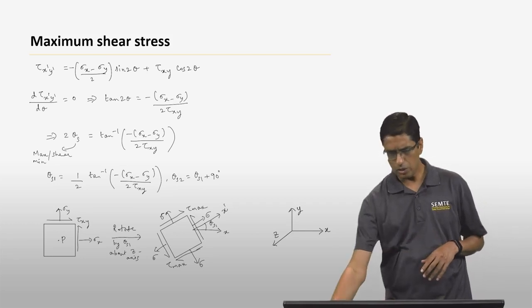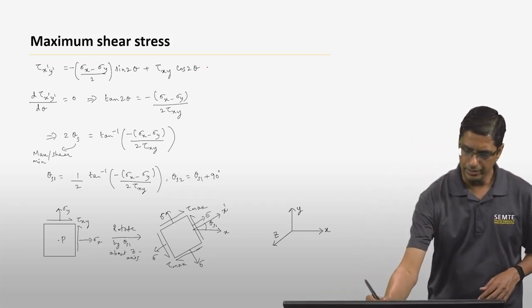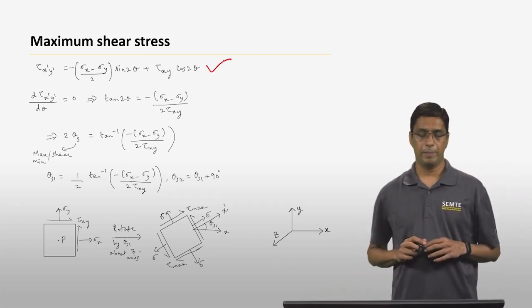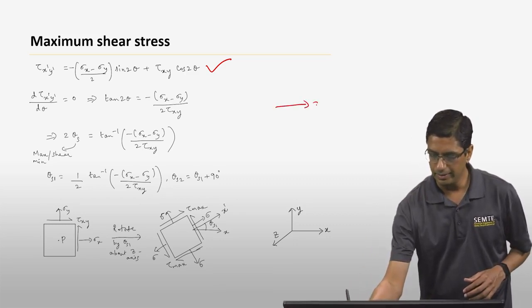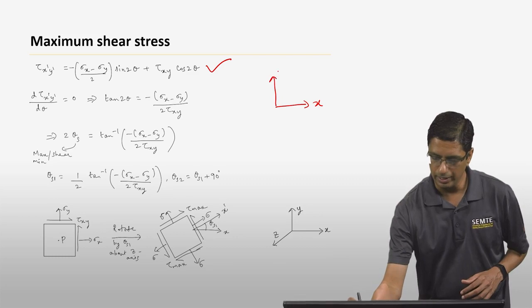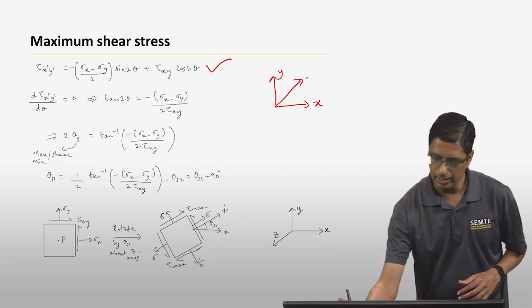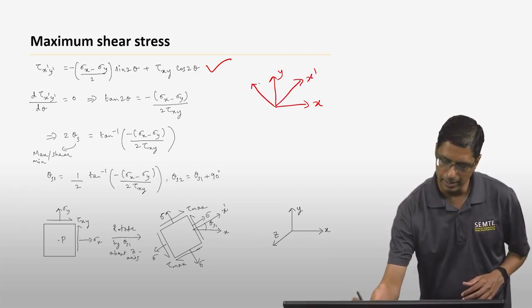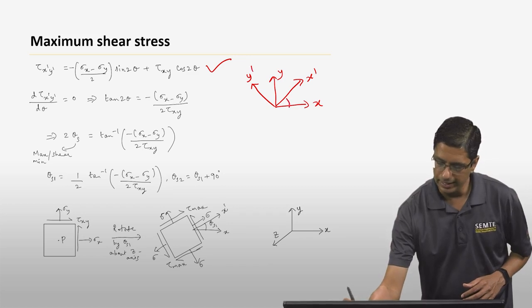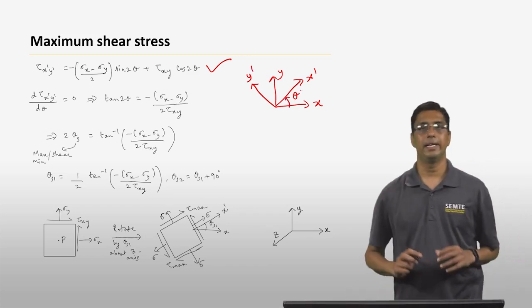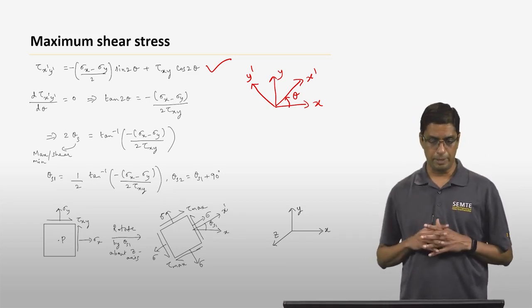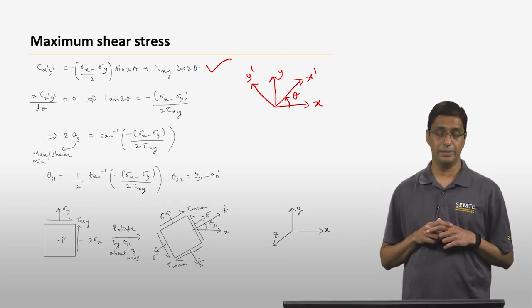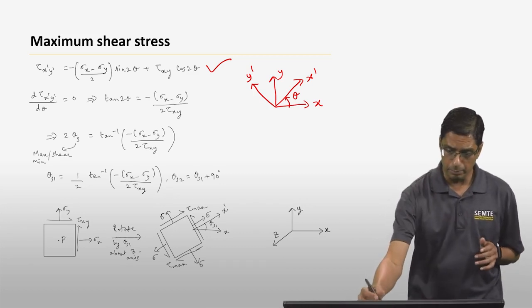Okay, so let's start with this equation for tau x prime y prime. Again, just to remind you, this is the x direction, that is the y direction, and this is x prime and that is y prime, and we define theta to be the angle between x and x prime. That is something that you must keep in mind. Okay, so tau x prime y prime is given by this equation here that I just pointed out.